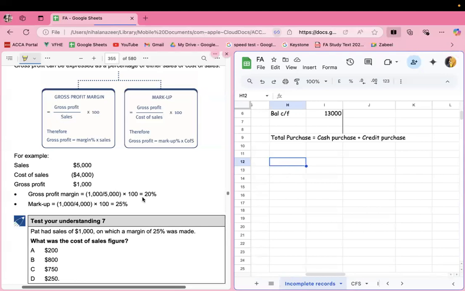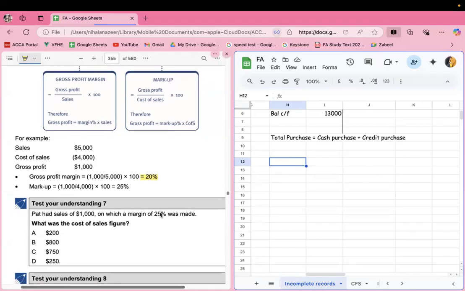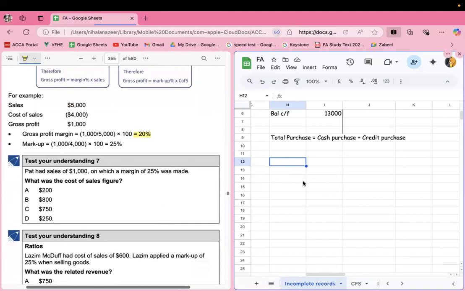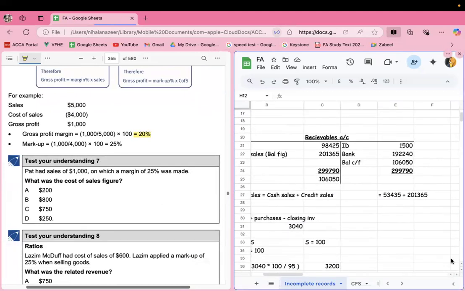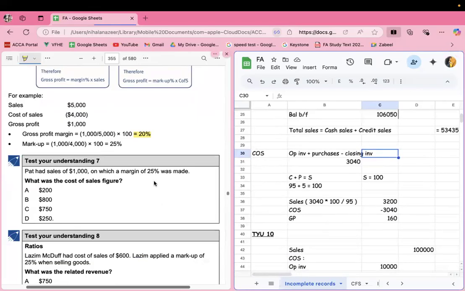We'll just start with the example. So they have told us the sale is 5,000, cost of sales is 4,000, gross profit is 1,000, and the margin that they take is 20 percentage. So how do I calculate amount or markup from it? Sorry, we are not taking this example. Let's take TYU 7.